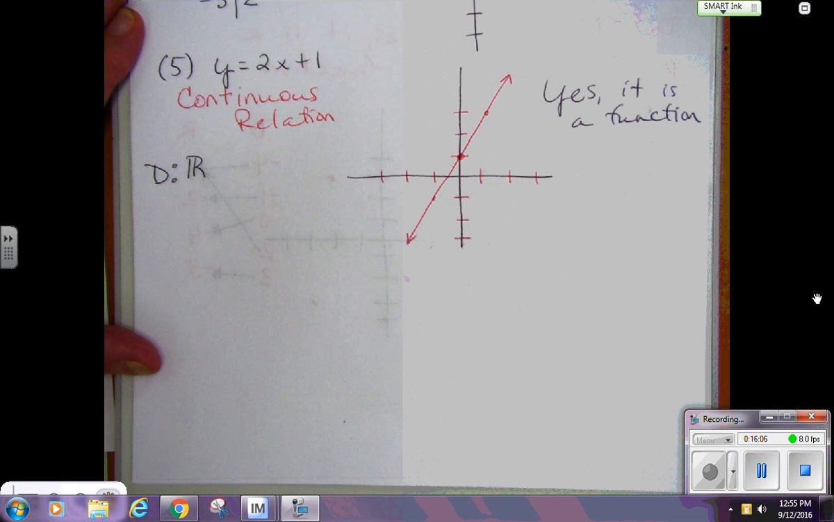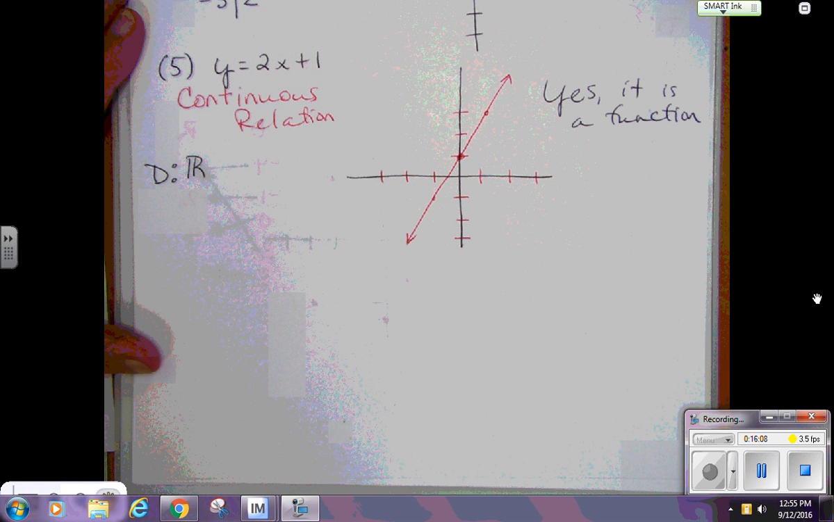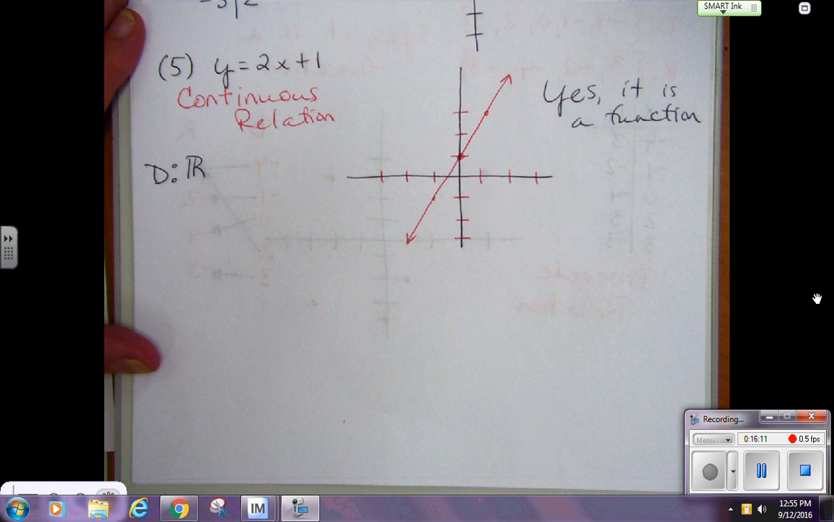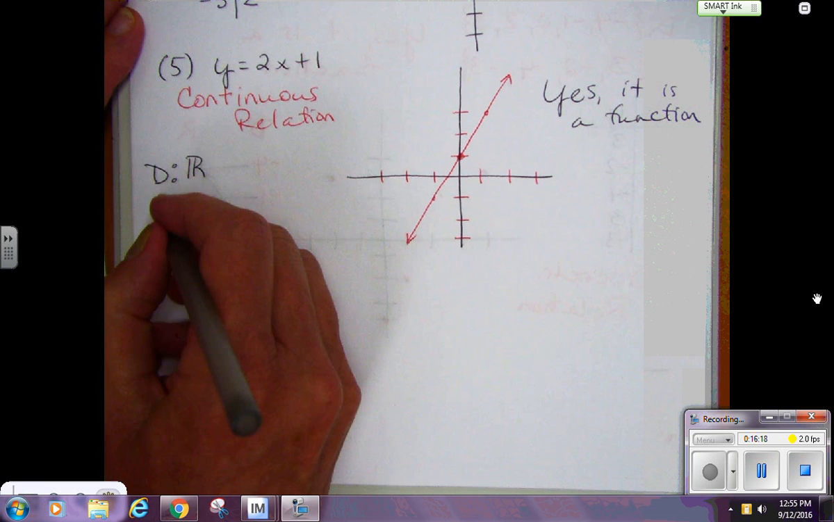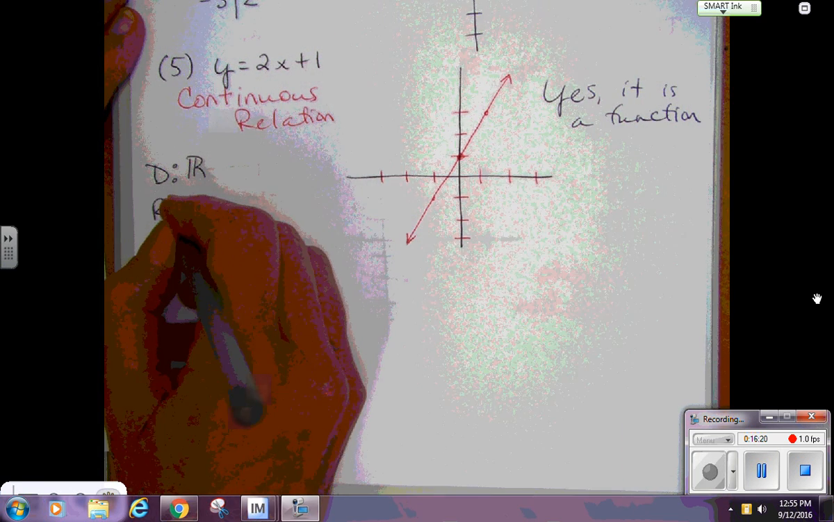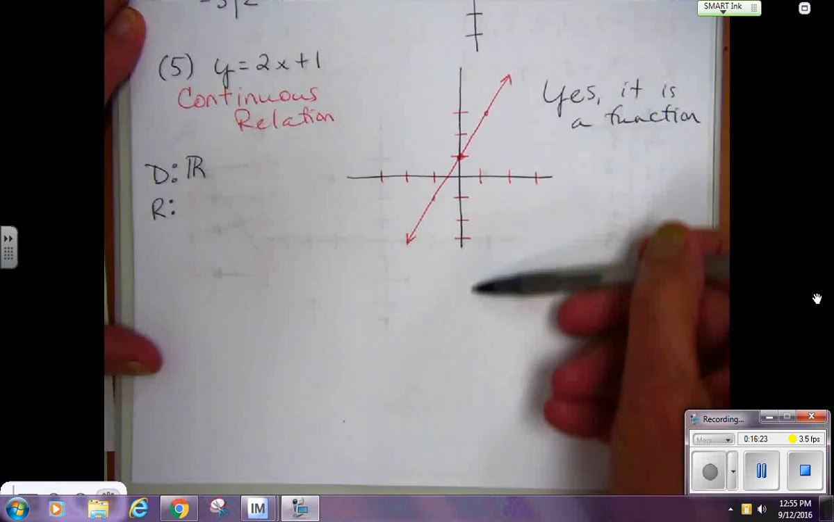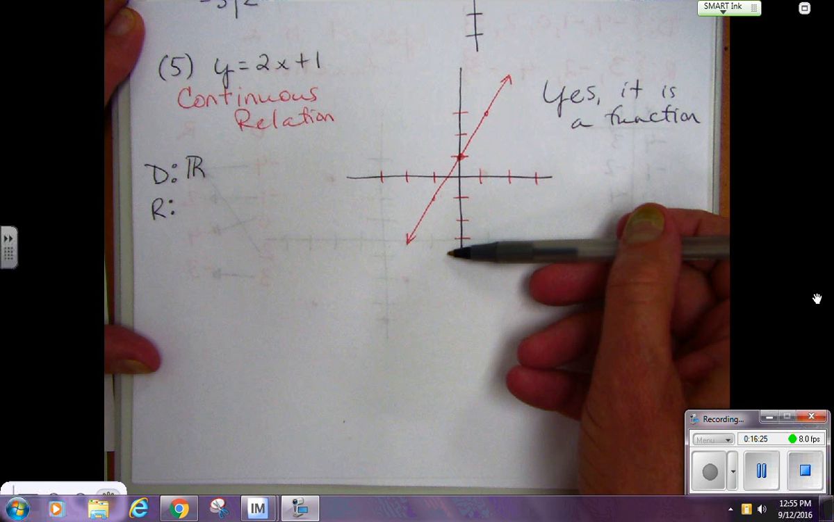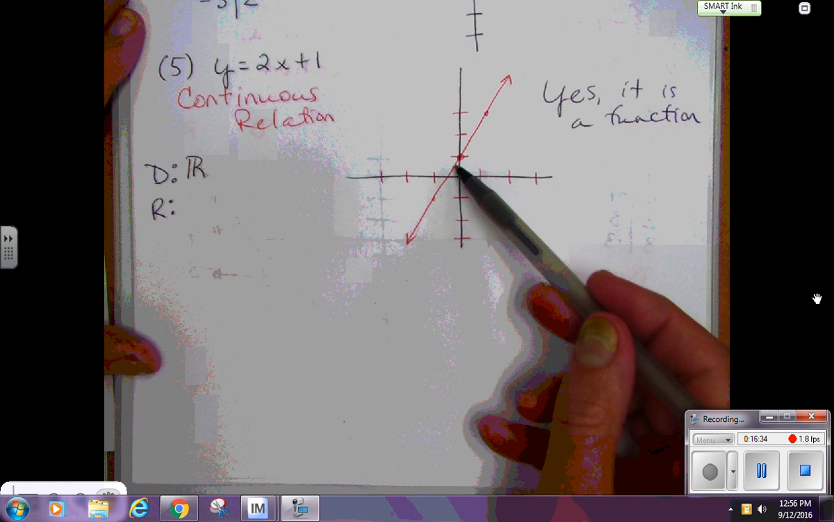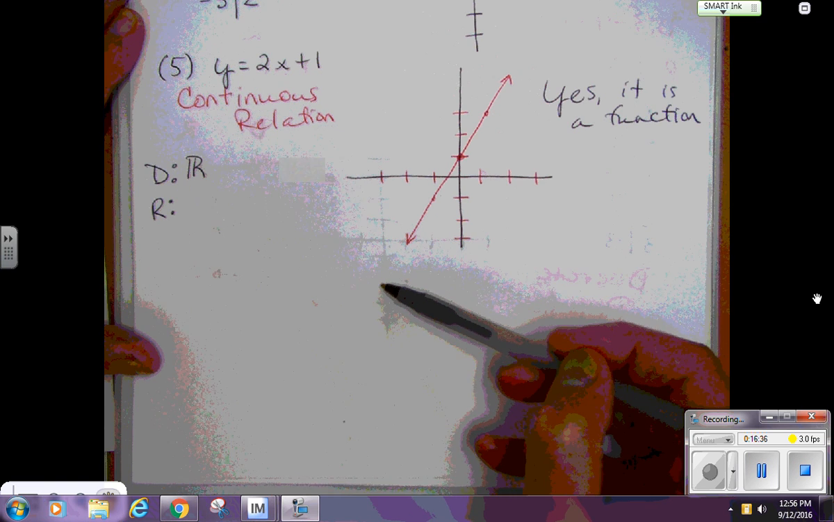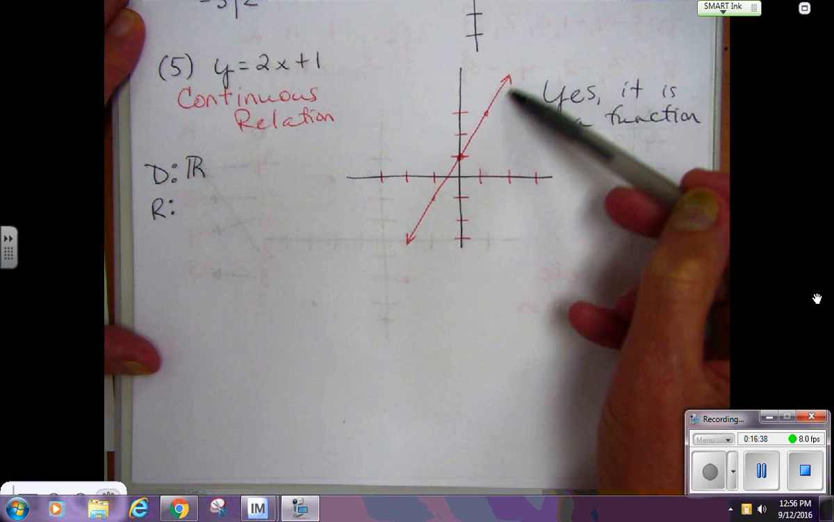And then the same thing applies to the range, except now you're talking about the y values. So y's are up and down. Is there anything that I cannot use for y? Is there a restriction on my y's? No, there's not a restriction on the y's either. This line is going down infinitely and it's going up infinitely. So that's covering all my values. So that's going to be all real numbers again. Okay, any questions?